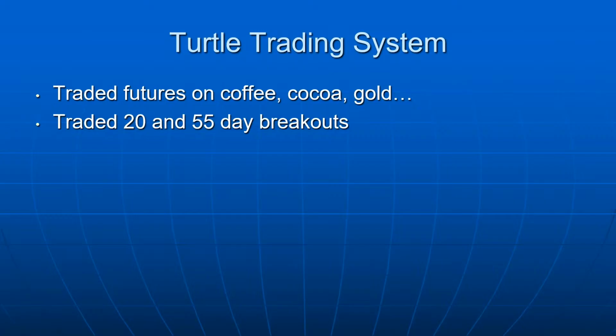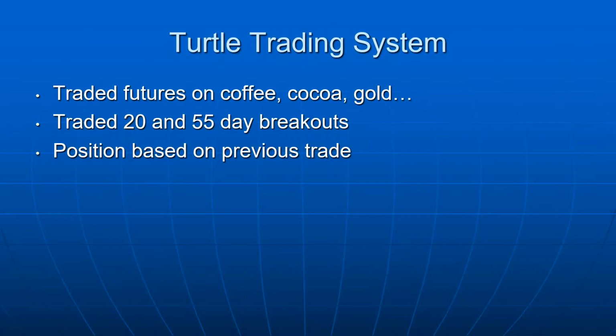Now, there were a couple different things about this system that added a little bit to the complexity of it. One of the things is that in order to take a trade, the previous trade had to be unprofitable, which is a pretty interesting take. Most people, of course, want to be right every single time, and they're looking for winner after winner after winner. But with this system, the only time that the turtles were allowed to place a trade is if the previous trade was unprofitable.